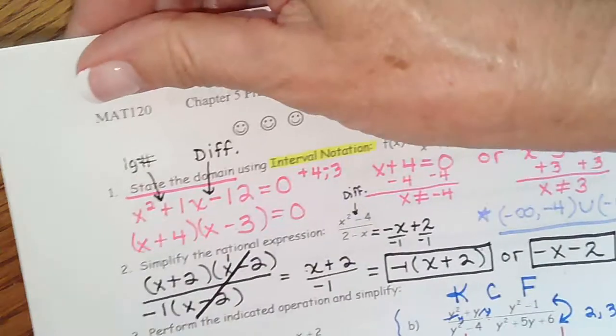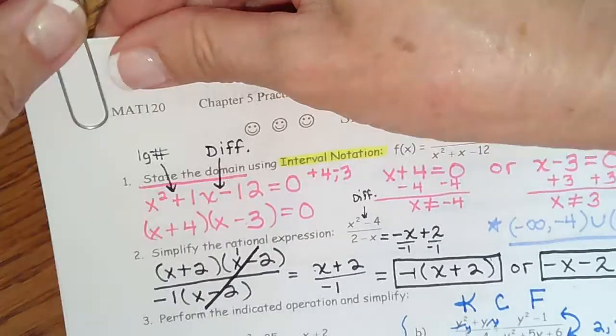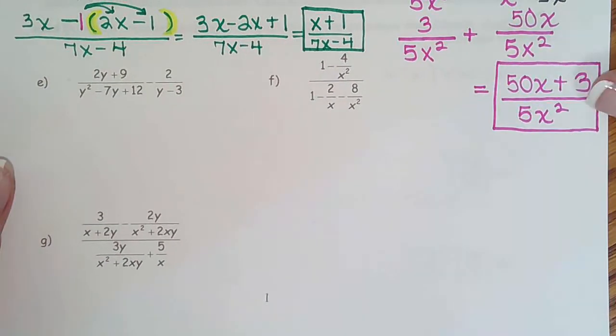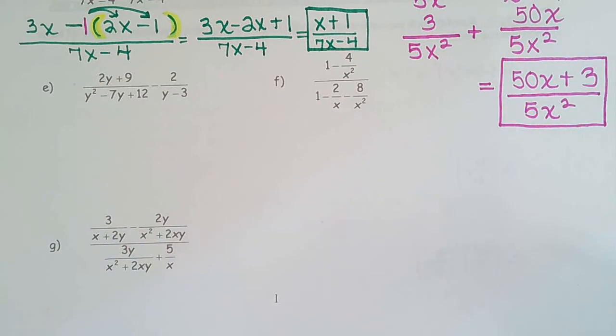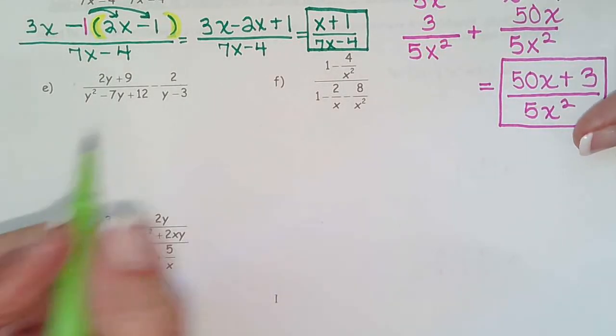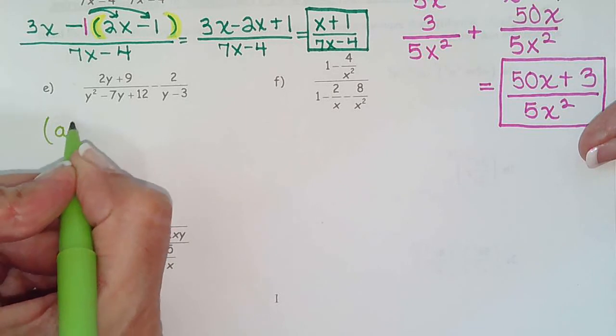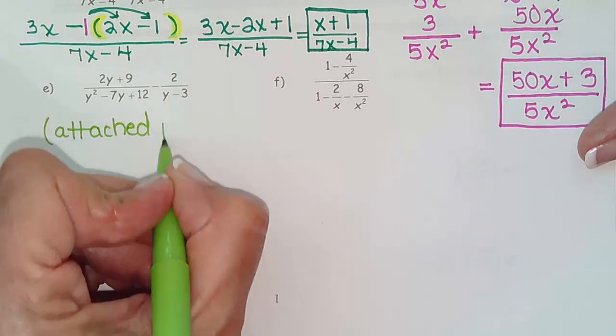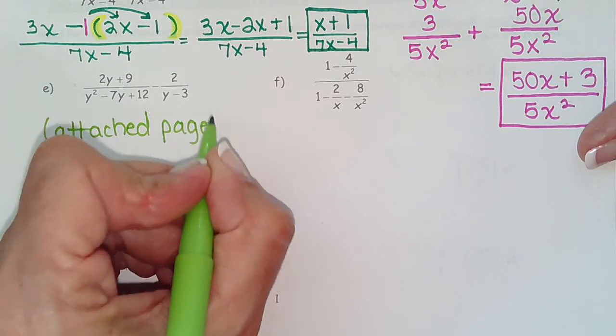Okay, so let's go back to F, because I think we have room to do F here, and then we'll do G on the other page. Okay, so on these, as I told you in the video notes, you really want to rewrite it because you're going to do a lot of canceling. Let's just say attached page, just so we know that one we didn't skip.